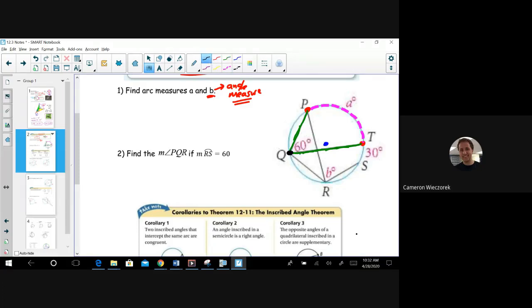So angle Q right there, technically PQT, we should name it with 3 letters. That is the inscribed angle to arc PT. Well, you know that that angle is 60 degrees, which means that that arc measure has to be 2 times as big. So this is going to be 2 times that 60-degree angle, which means that pink arc is 120. So this is just 2 times 60. I'm just doubling that inscribed angle.